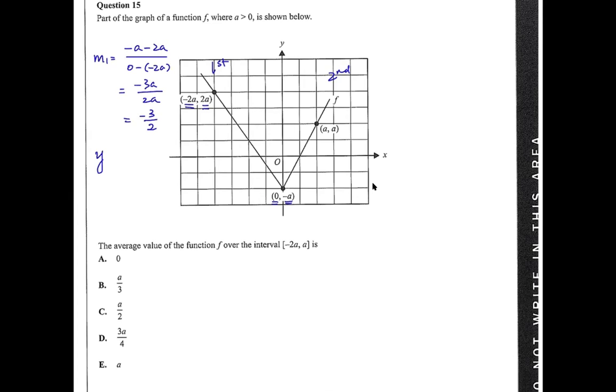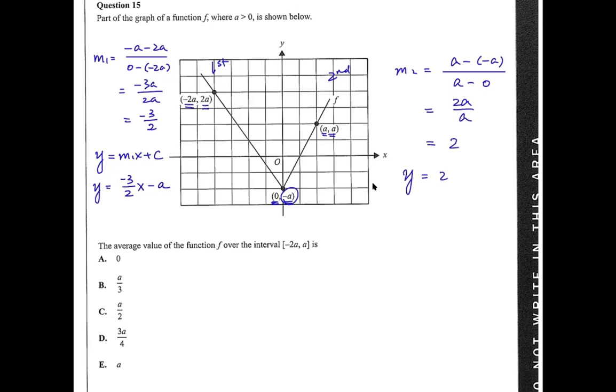And the equation of the line is m1 x plus c. So your c value is minus a. y equals minus 3 over 2 x minus a. Okay, the second line, m2 is y2 minus y1, a minus minus a. This one minus this one, a minus 0. So this will be 2a divided by a, giving you 2. And y equals 2x minus a.